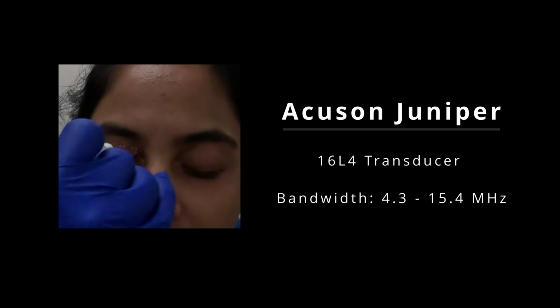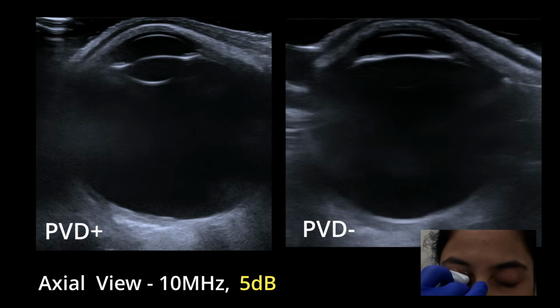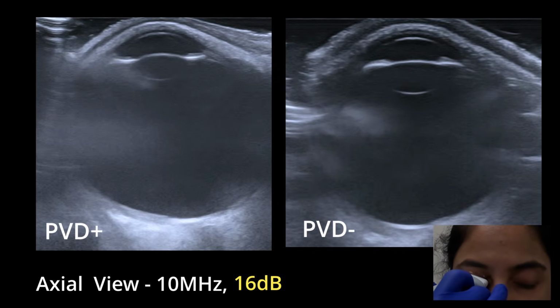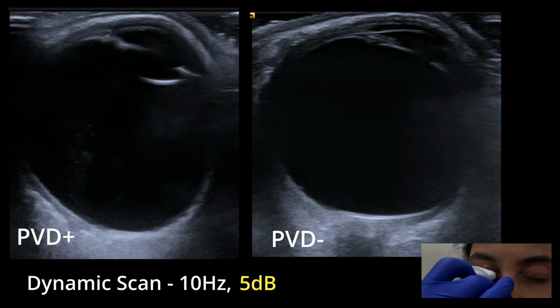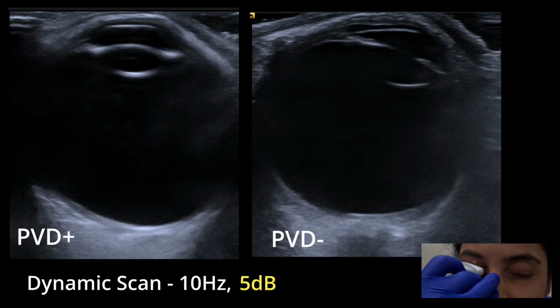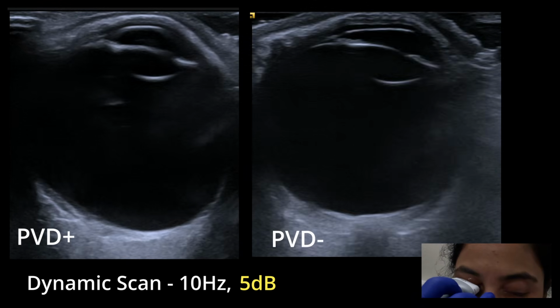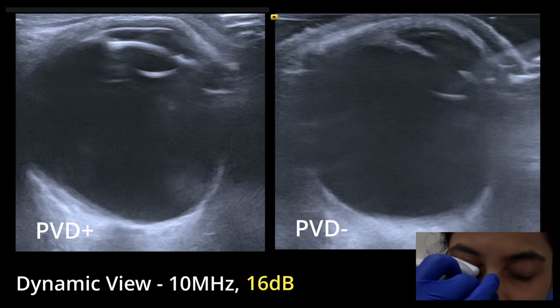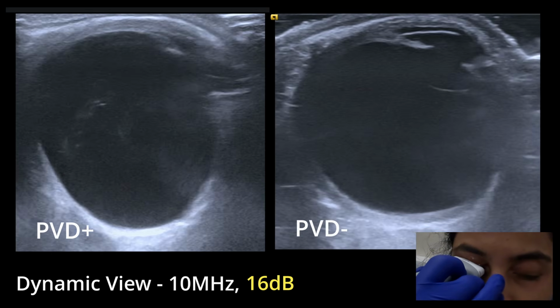Using the Juniper ultrasound, we will look at the axial view where the PVD positive and PVD negative eyes look very similar at both 5 and 16 decibels. Conversely, the dynamic longitudinal scan here in the nasal quadrant shows some movements in the vitreous, and this is accentuated at 16 decibels compared to 5 decibels.